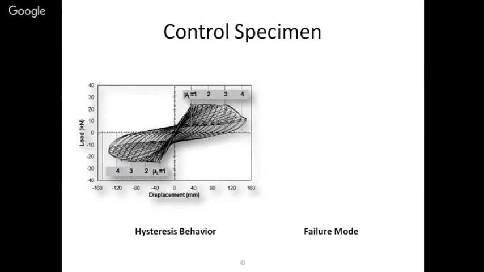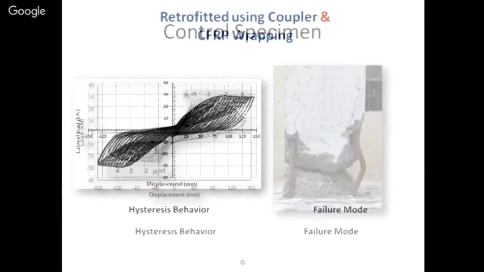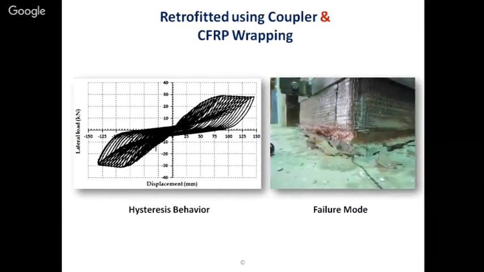Because in the previous case, you can see the reinforcement is buckled. In the next case, due to FRP strengthening, the column rotates. Column rotates. That's why we have achieved 150 mm deflection without any reinforcement buckling failure or FRP rupture failure at the joint portion.